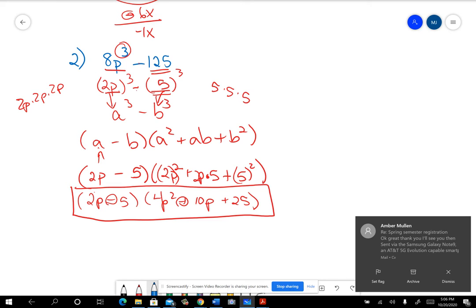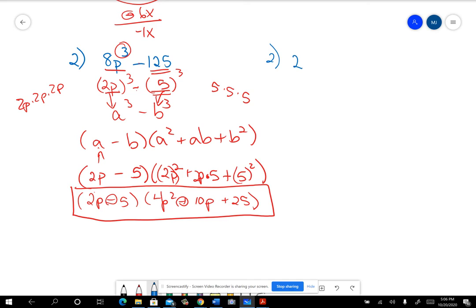All right, and then the one on the other version was also question number 2. It had 27p to the third plus, let me make sure that I didn't change, let me make sure that it's the one I actually gave you all.